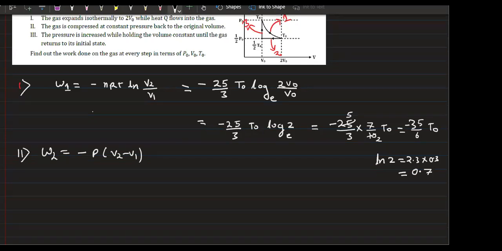So P is already half P naught. What is V2? V2 is V naught, and V1 is 2 V naught. So this is your half P naught into V naught. That's your answer. Got it, everyone? Everyone got this? And the last one is 0 because it is your isochoric process.